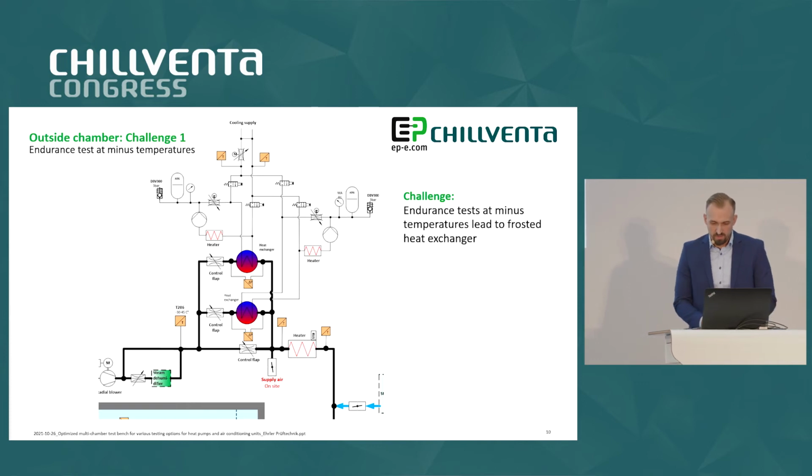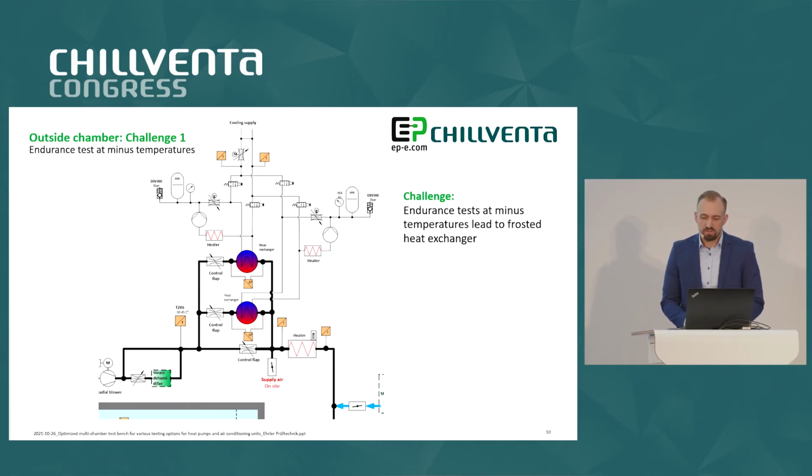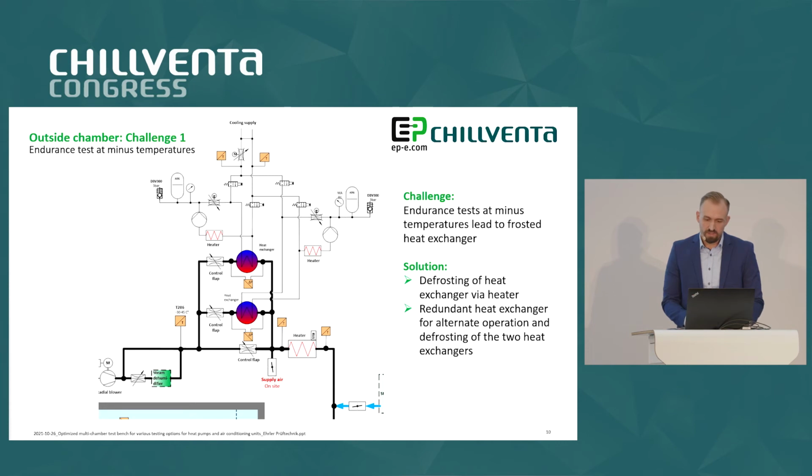When you want to make endurance tests at minus temperatures, even down to minus 20 degrees, you will face the problem of freezing at the heat exchanger. Therefore, it must be possible to defrost the heat exchanger, which is realized here with an additional heater. Those two heat exchanger systems run alternately, which ensures continuous operation without interruption and also allows temperatures down to minus 20 degrees.